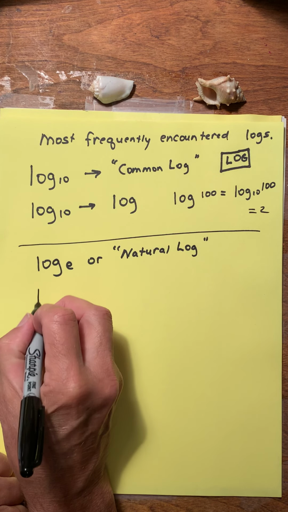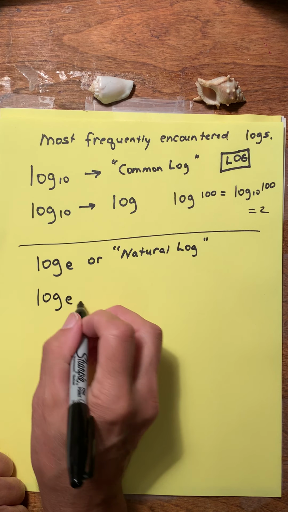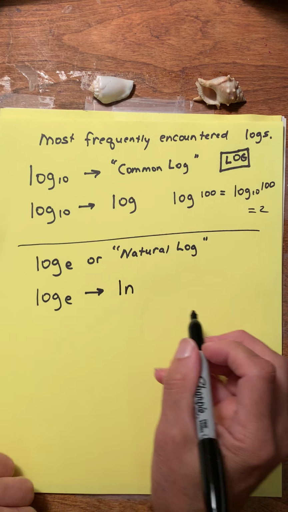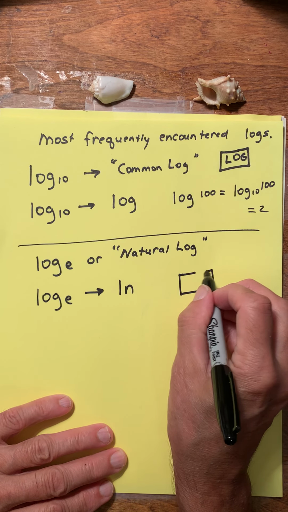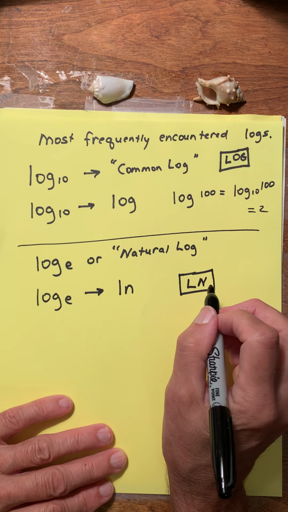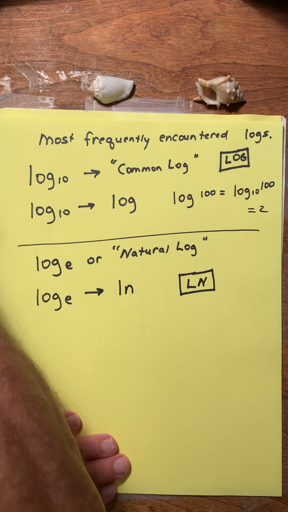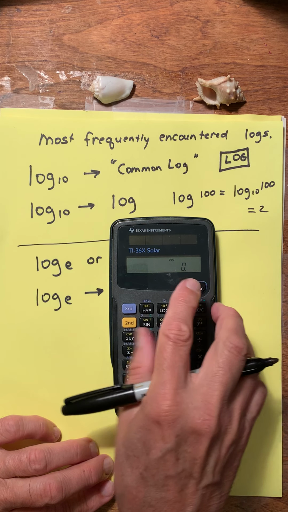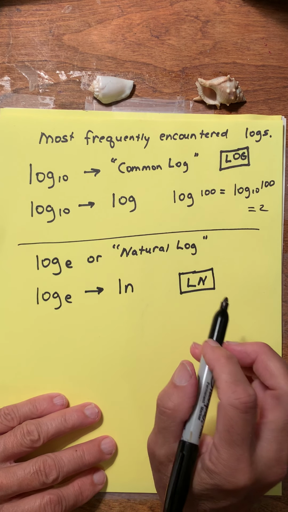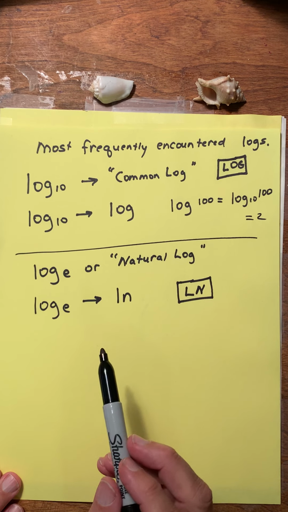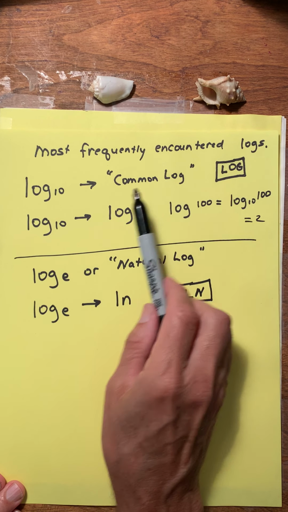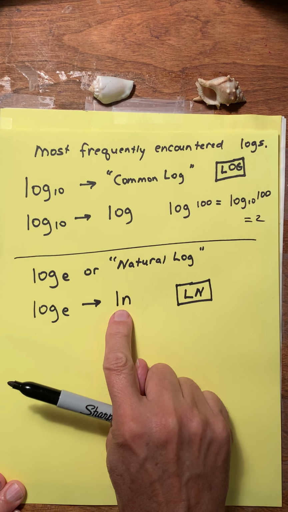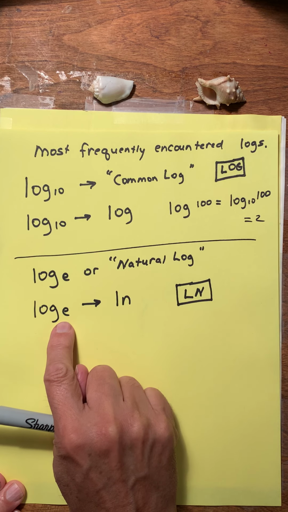And log base e is expressed on your calculator as ln. So when you see ln on your calculator, you've got yourself the natural log. Here's ln right there. All right, so these two show up often. The common log is just log, that means log base 10. The natural log is indicated ln, that means log base e.